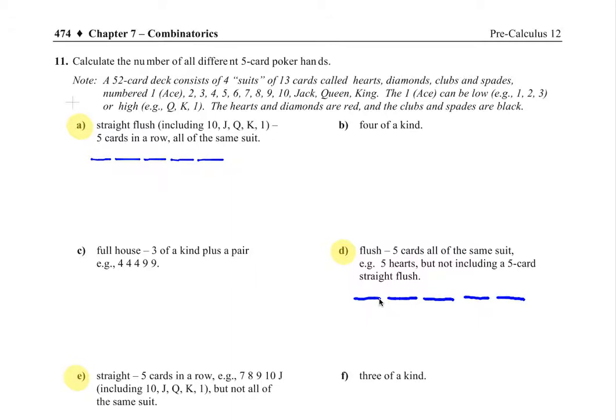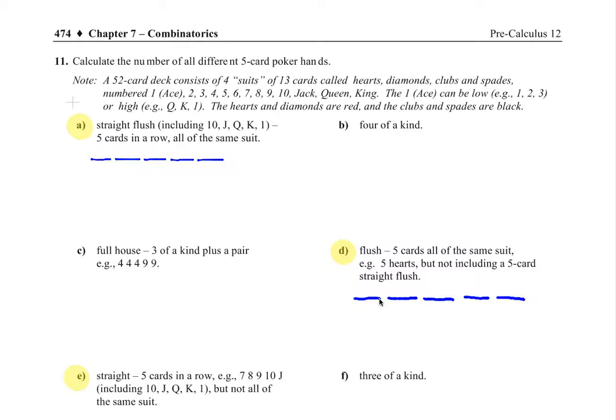Okay, I'm doing section 7.3, page 333, number 11, and you do A, D, and E because they're all connected. So the instructions are calculate the number of all different 5-card poker hands.